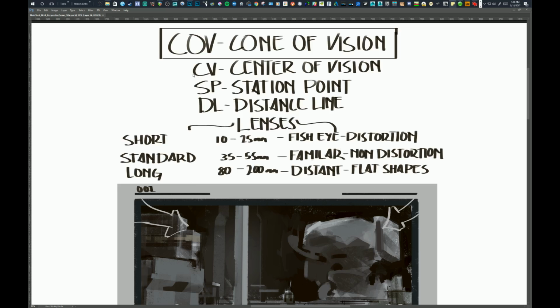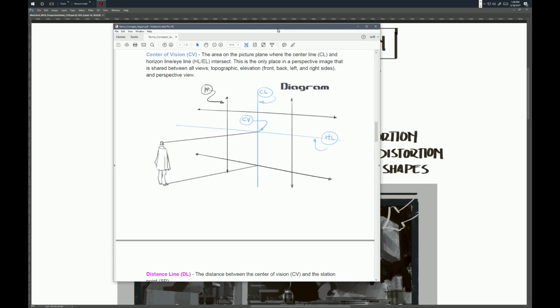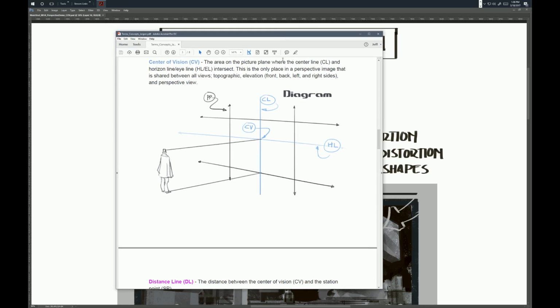So with that said, the cone of vision does not exist without the center of vision. So I call the cone of vision COV, call the center of vision the CV. The center of vision is exactly what it seems like it is, right? So let's go ahead and bring out our terms list here. So the center of vision is the area on the picture plane where the center line and the horizon line intersect.